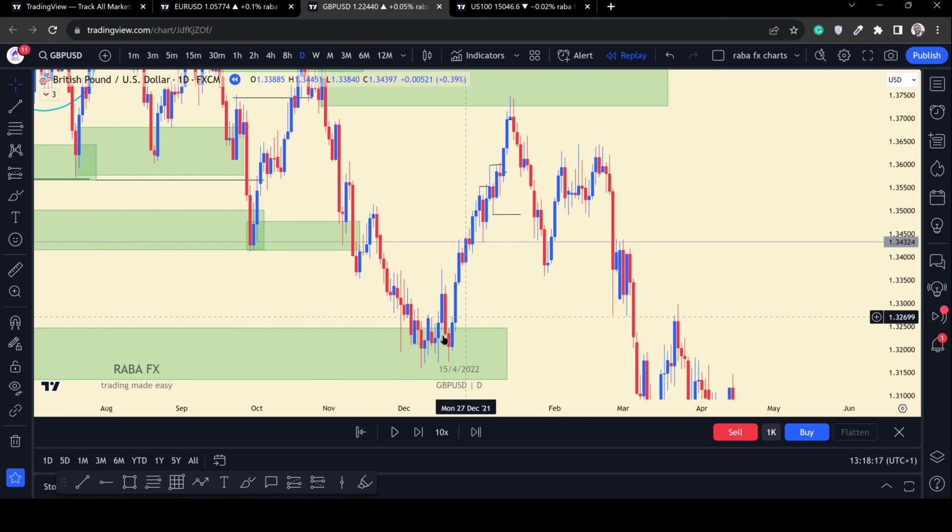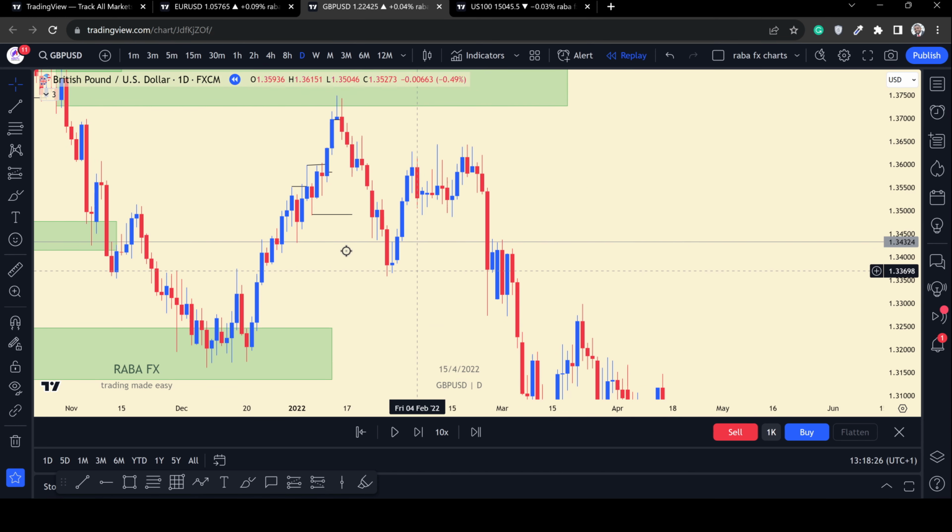Why? Because as we are moving here, this is the last high that was taken here. This is the low that produced it. Market closed below that low. You can start selling from here. This is an inducement. Sell from here.